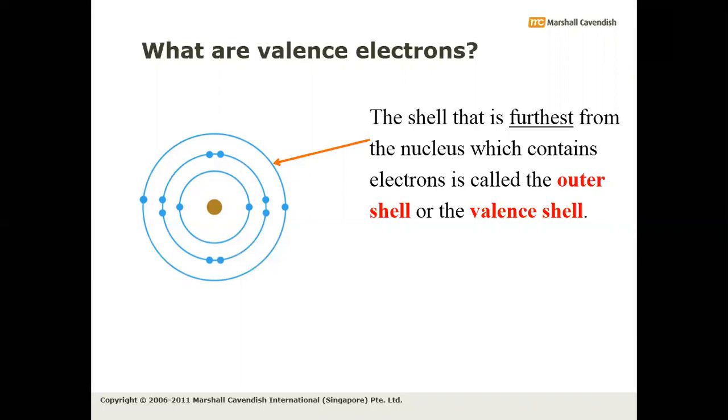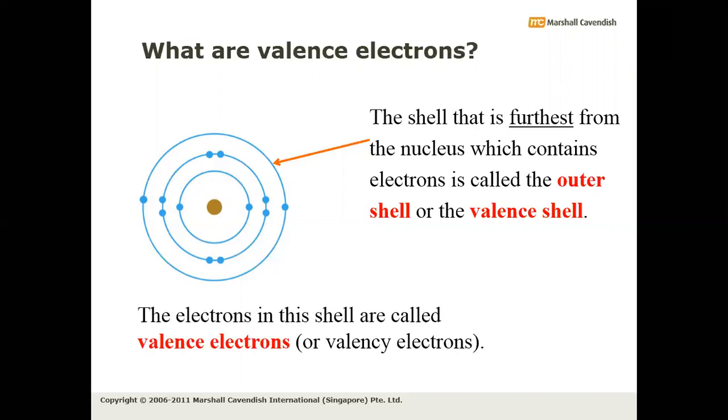So magnesium has only 3 shells, no fourth, fifth, or sixth shell. It has only 3 shells. And the third shell is the outermost shell. And the electrons present in the outermost shell are called valence electrons, and that makes the valency of the atom as well. So magnesium has 2 electrons in the outermost shell.